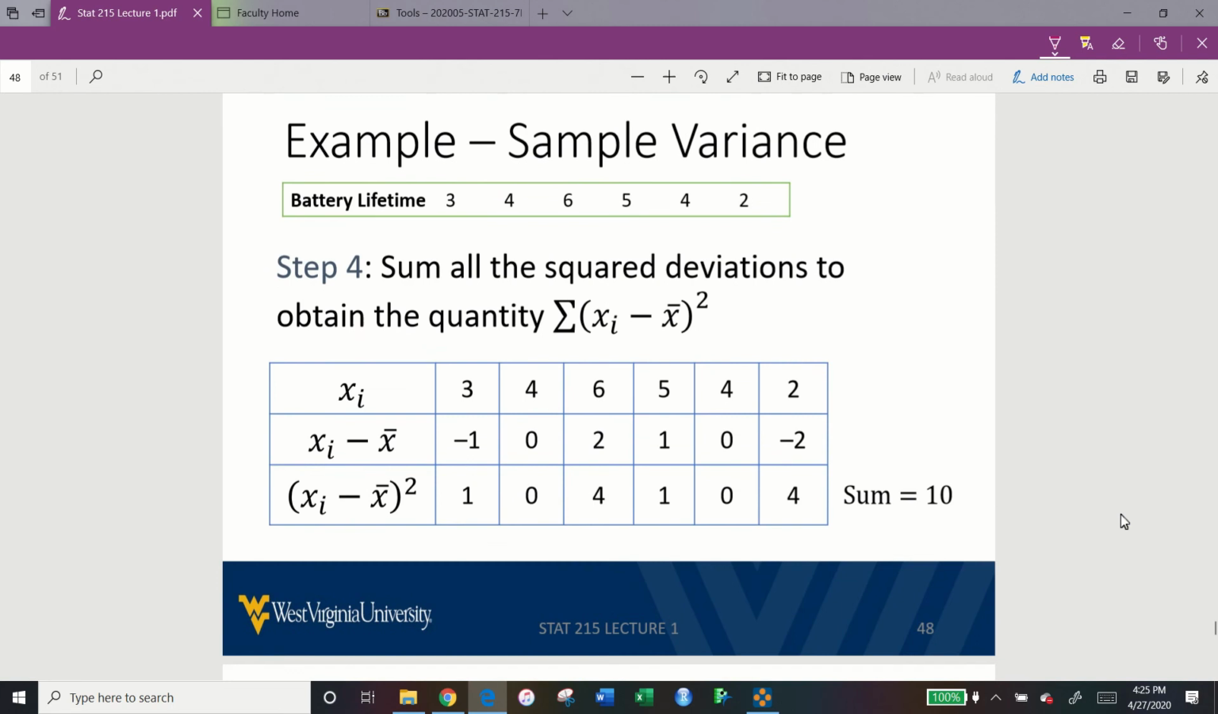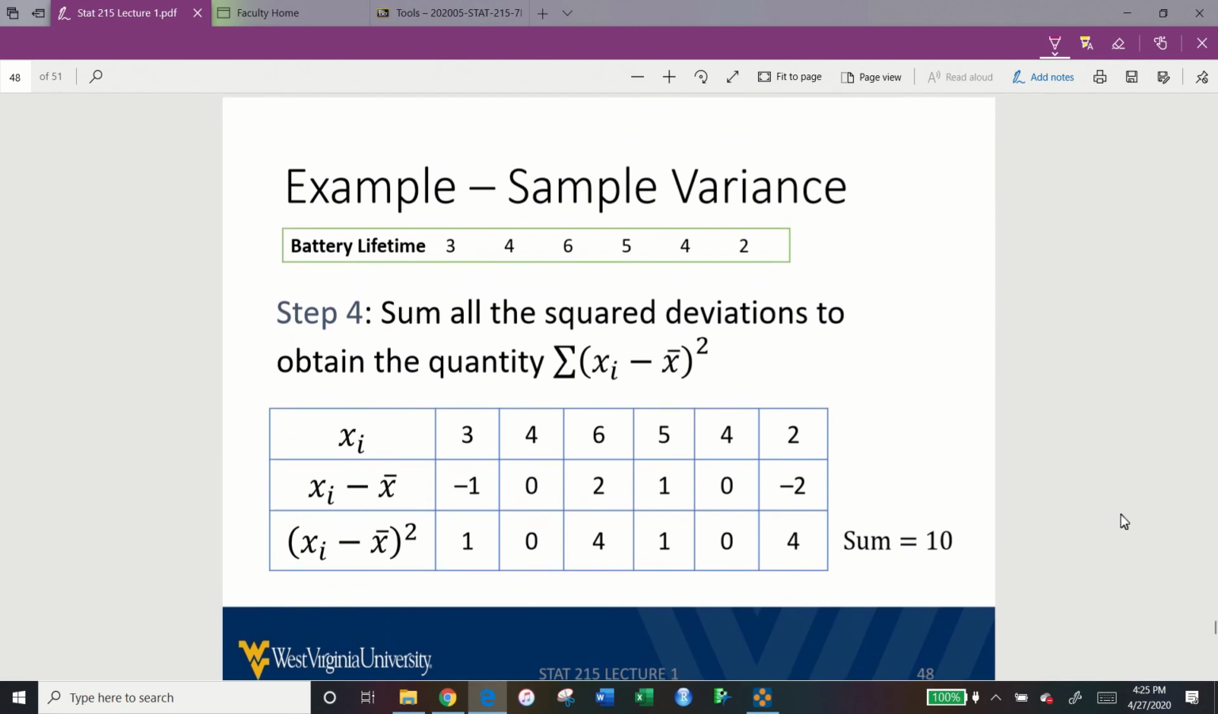Next, for step 4, we are going to take the summation of all our squared deviations. So, adding it all up, 1 plus 0 is 1, plus 4 is 5, plus 1 is 6, plus 0 is 6, plus 4 equals 10.